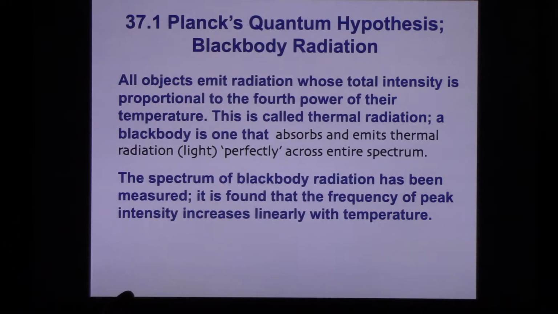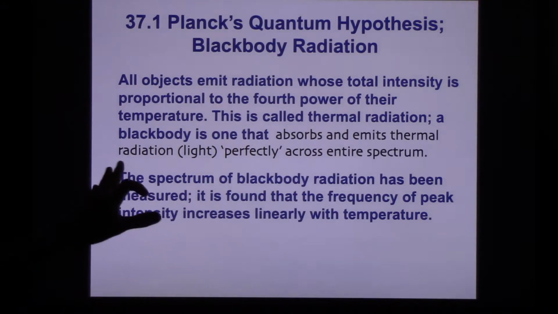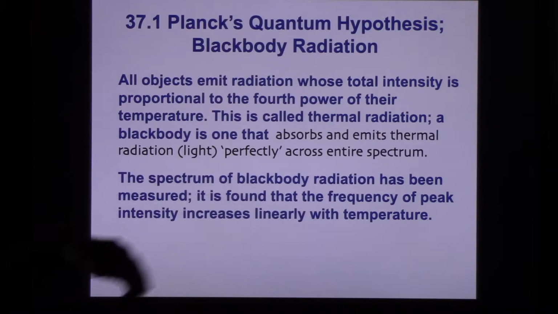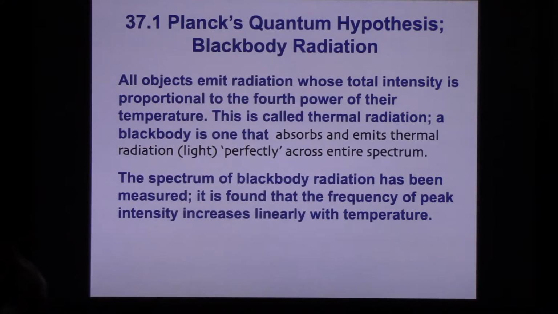And then objects that are good at absorbing light are also good at emitting it. It turns out that there's a direct correlation between absorbing light and radiating light. So those go hand in hand, those two effects. And so a black body is one that is perfectly absorbing and emitting, both absorbs and creates light across the entire spectrum.